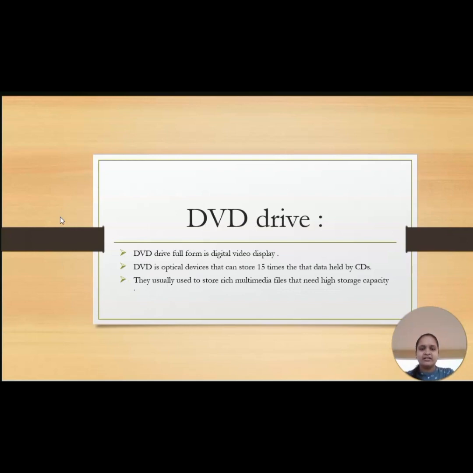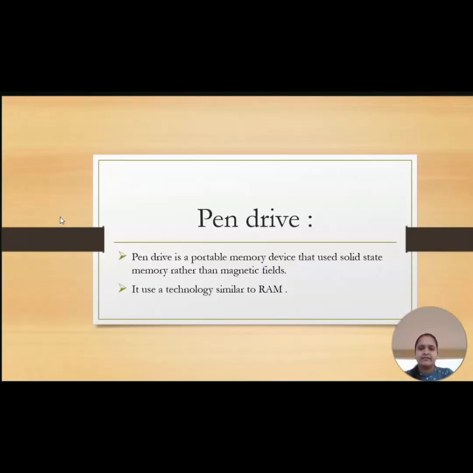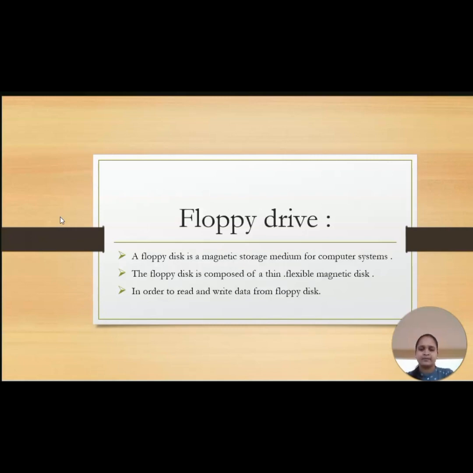A DVD drive. A DVD is a digital video disc. The optical device can store about 50 minutes of data, held on CDs. It is usually used for multimedia files that need to be stored. The DVD drive has high storage capacity and is usually used to store rich files and folders. A pen drive. Pen drive is a portable memory device. It is a solid state memory rather than magnetic. It uses technology similar to RAM.